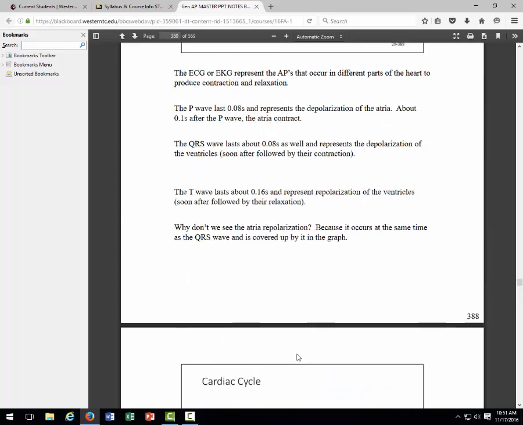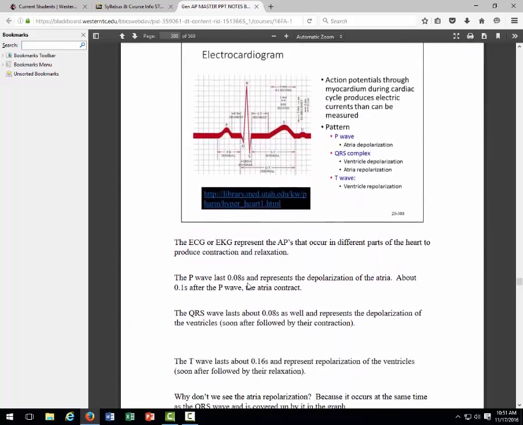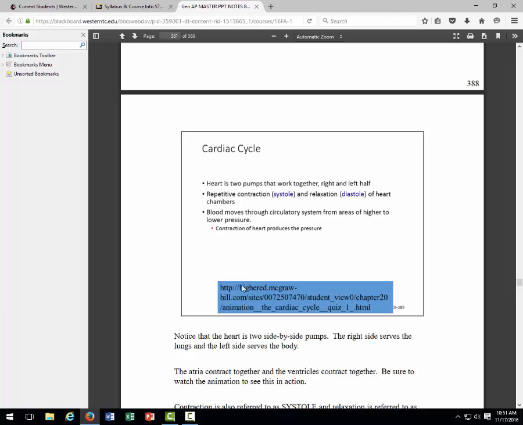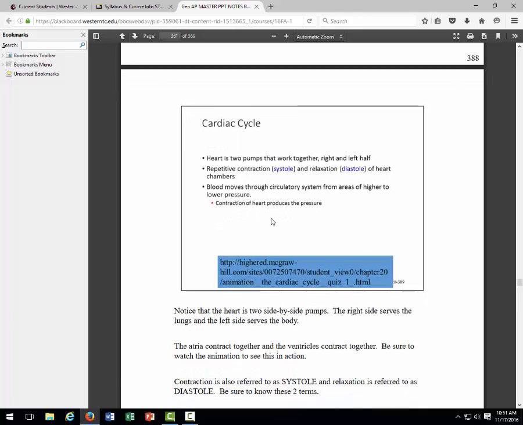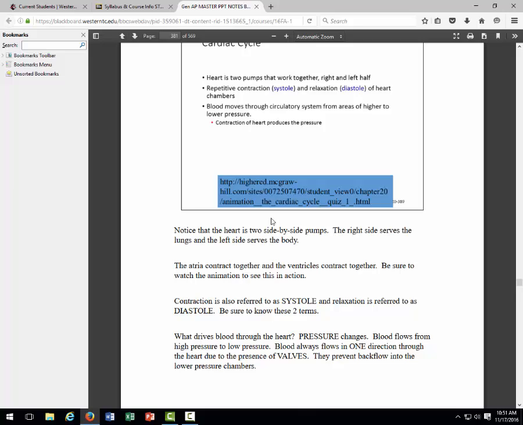So another concept related to EKGs is just looking at the cardiac cycle, and the EKG matches the cardiac cycle. So if we look at how the heart works, like I said, it's a pump. The contraction of the heart we call systole. So when we talk about contraction in the heart, the term for that is systole.